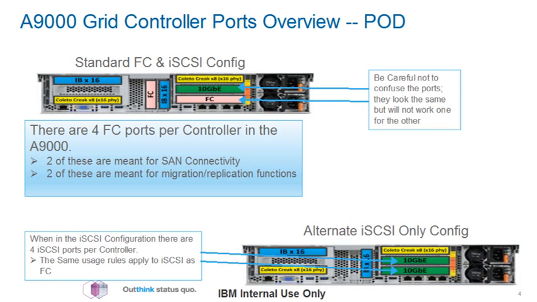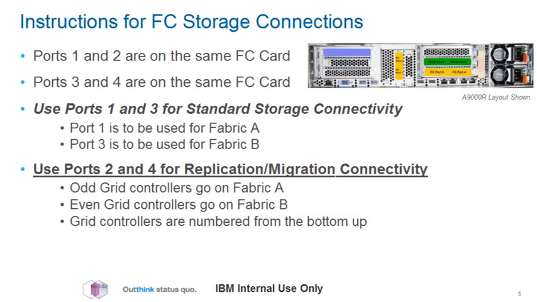The 10 gig E ports and the FC ports look very, very similar. In fact, they fit the same type and size transceivers, or SFPs. So you can easily plug the wrong one into the wrong card and it will just not function. There's not really any warning given for that. Bottom right is, again, the iSCSI config, just like on the previous slides. Same rules as before, just showing you the hardware layout.